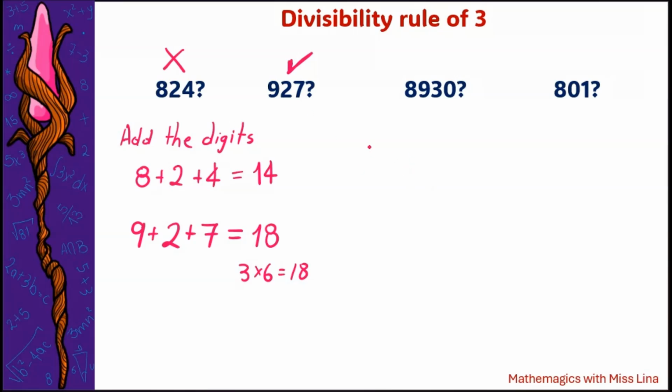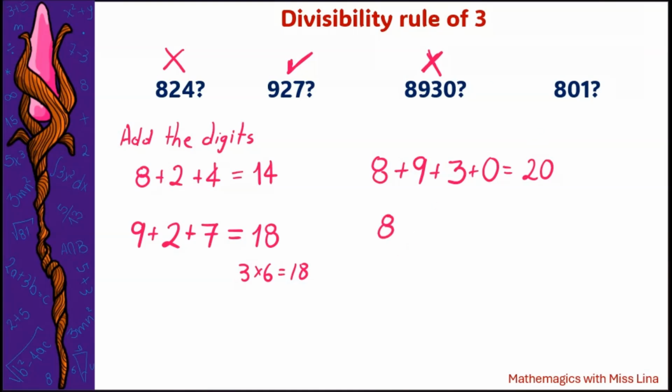Okay, let's check the 8,930. We add the digits. 8 plus 9 is 17. 17 plus 3 is 20. 20 is not in the table of 3. 3 times 7 is 21. So no, this is not divisible by 3.